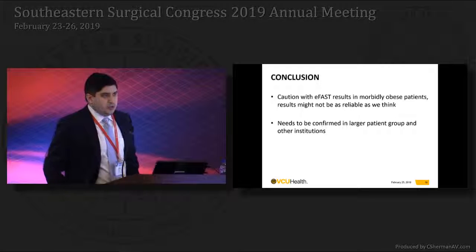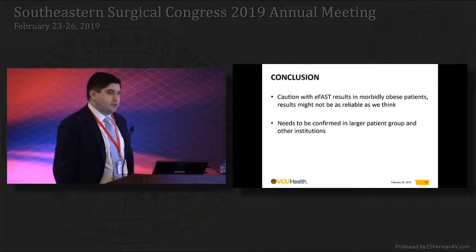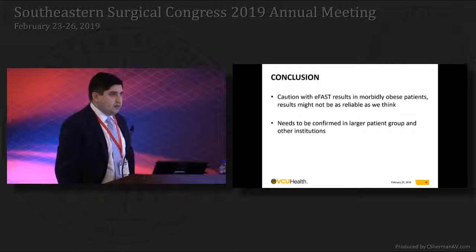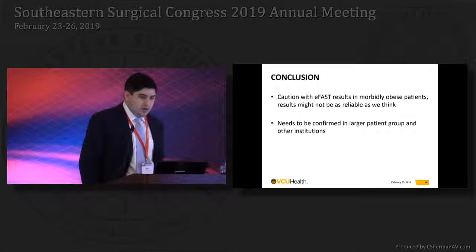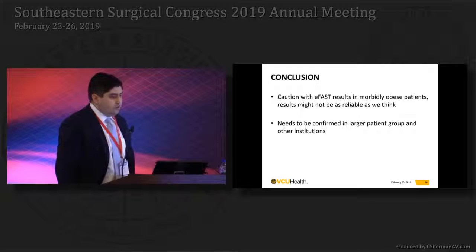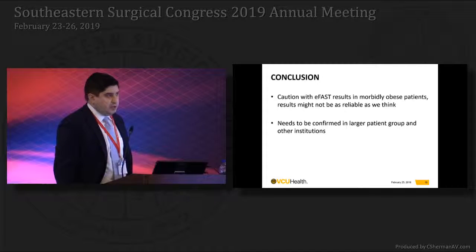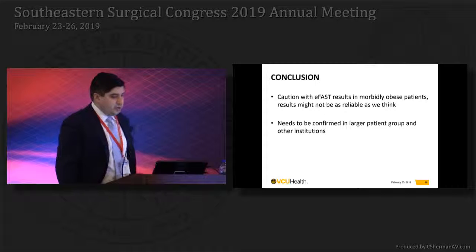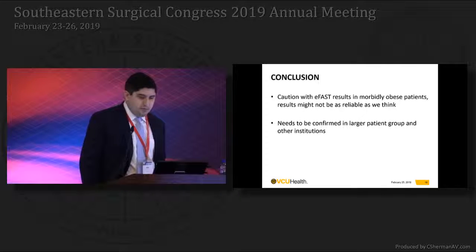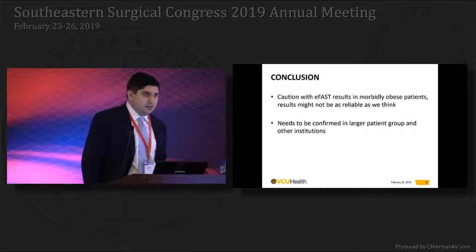So in conclusion, when analyzing the FAST results of 446 patients, while keeping in mind their BMI levels as well as other data that we collected, we've come to the conclusion that providers should use caution when analyzing the EFAST results in patients who are morbidly obese. And we do know that this needs to be confirmed in larger patient groups and in other institutions.